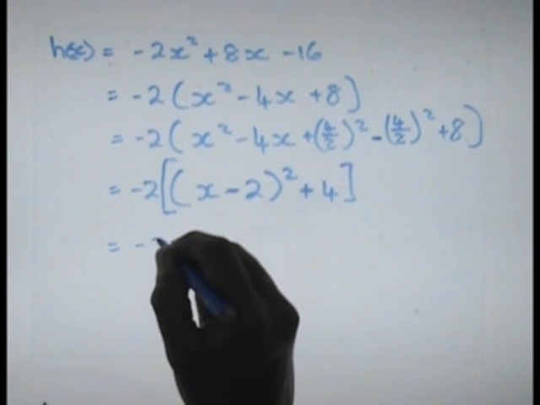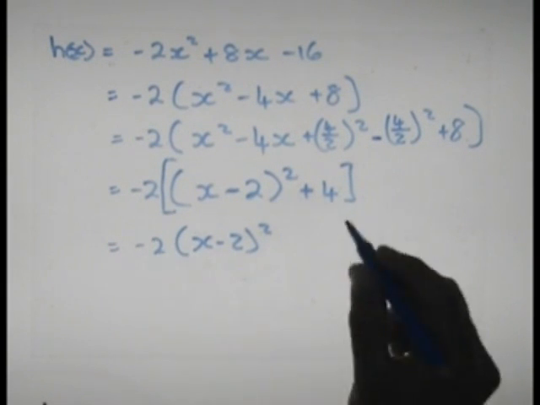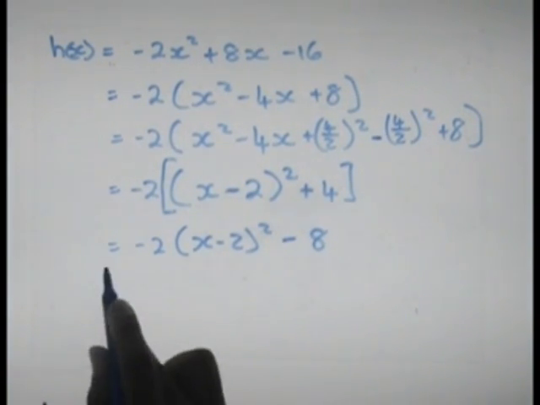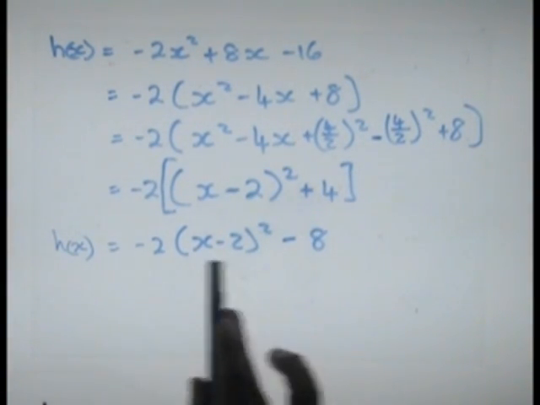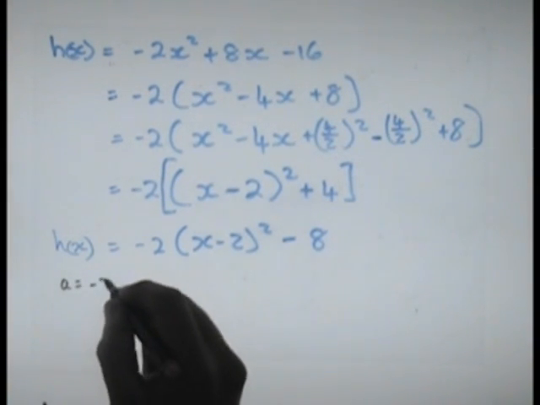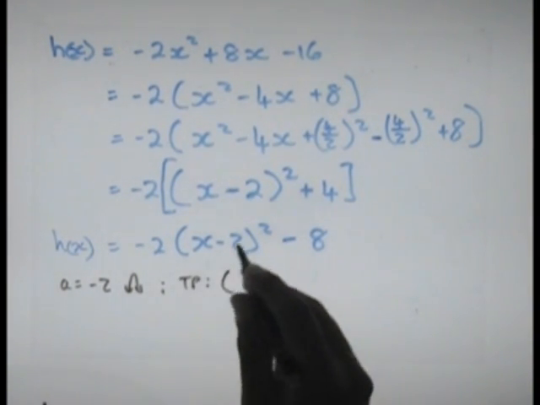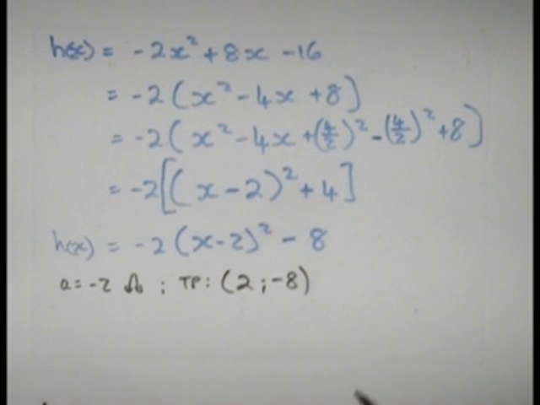Multiply this negative 2 in, that gives me negative 2 multiplied by (x minus 2) squared. Minus 2 times positive 4 is negative 8. My equation now reads h of x is equal to negative 2 (x minus 2) squared minus 8. From this I can now sketch my graph. My a value is equal to negative 2, that means it's the frown face graph. My turning point is given by x minus p, p value is equal to 2. My q value is negative 8.